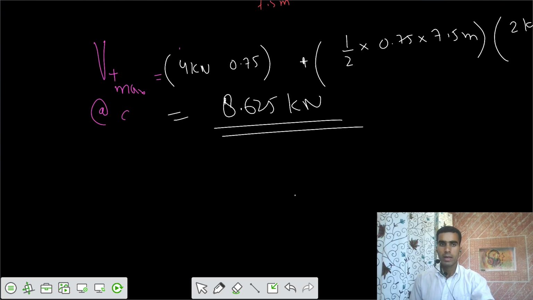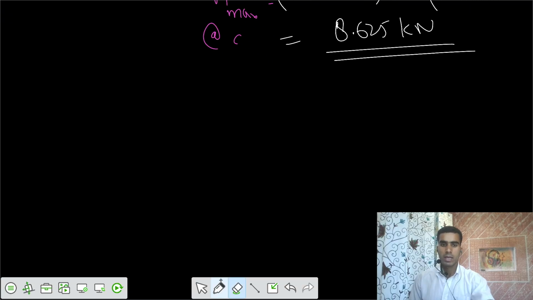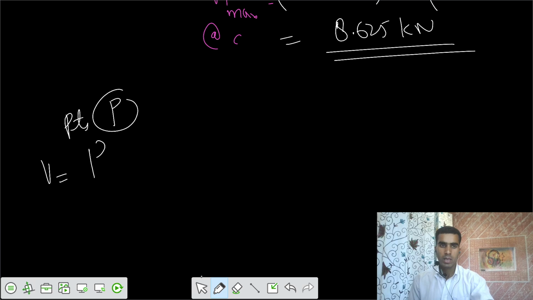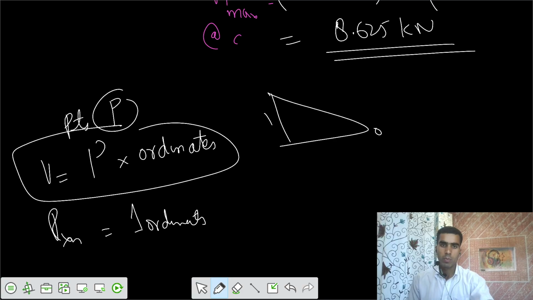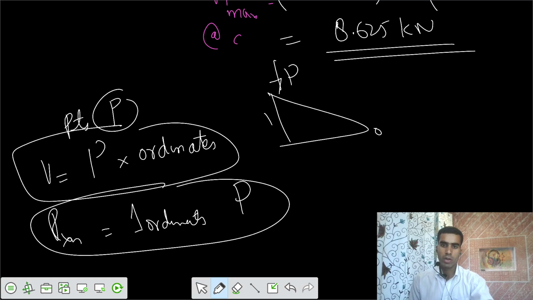So if you want to write that in a general way, if you have a point load, the value of shear would be equal to that point load P into the ordinate. And similarly, if you want to get the maximum reaction, you ask what is the maximum ordinate we can have: 1.0. You place the load P at that peak, so P into that ordinate will give you the maximum reaction.